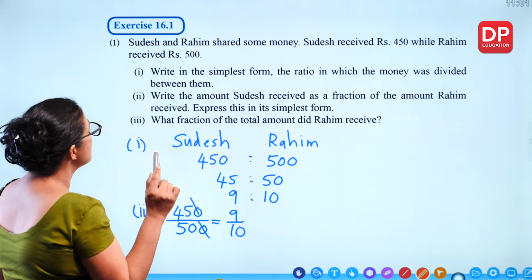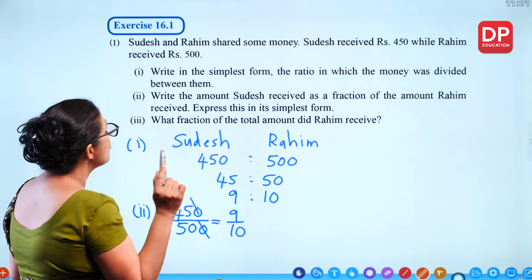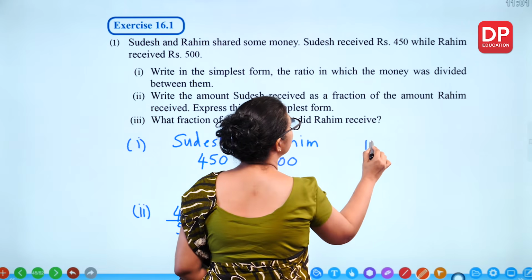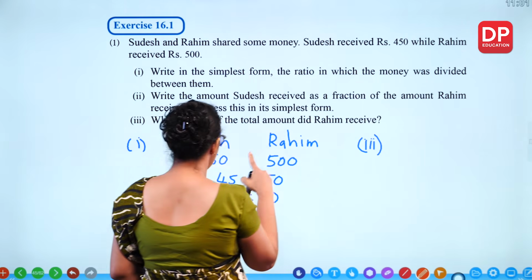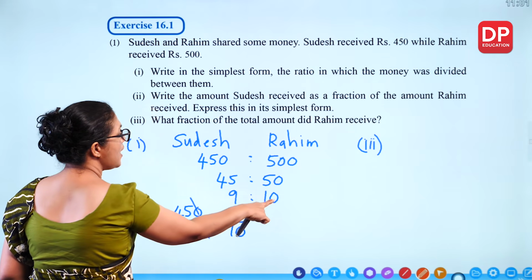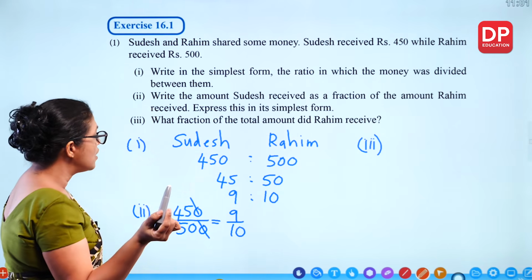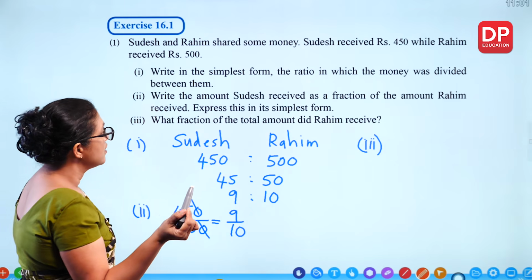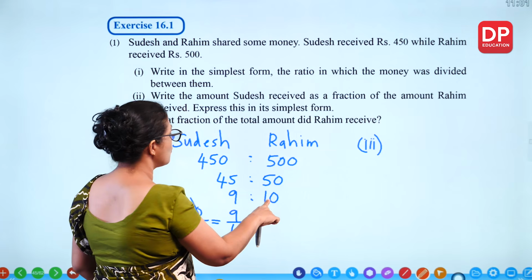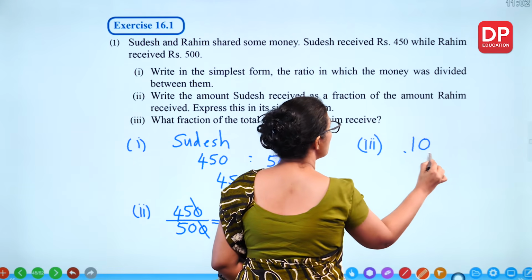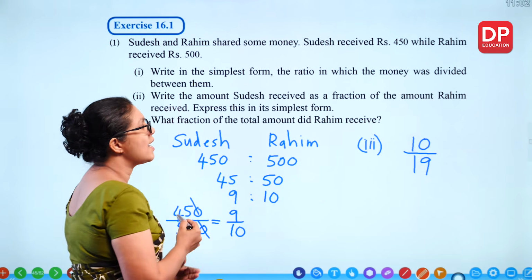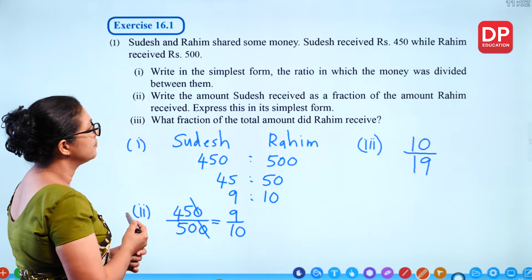What fraction of the total amount did Rahim receive? So when you take Rahim, 10 parts out of 19. So what fraction of the total amount did Rahim receive? So 10 parts out of 19. So 10 over 19 is the fraction.